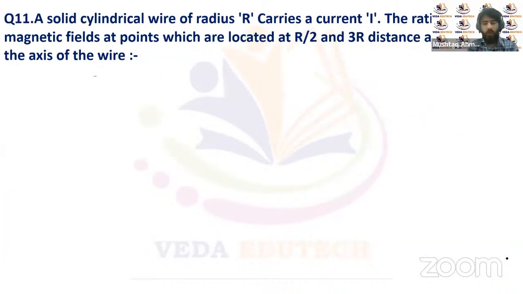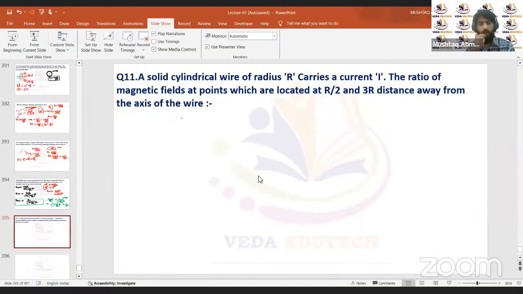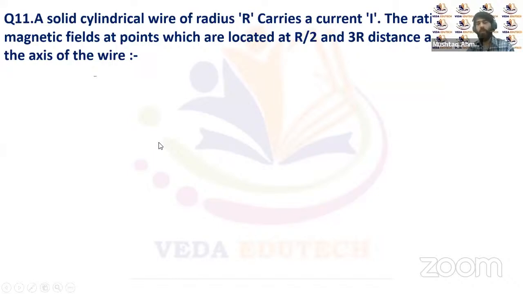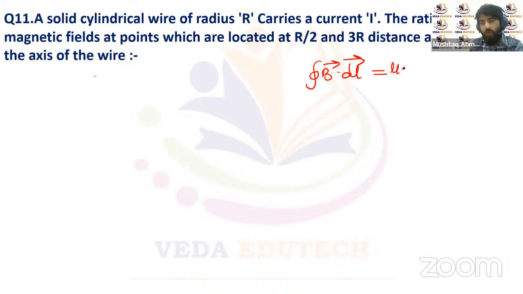Now let's move on to the next question. The question is about the magnetic field due to a solid cylinder. So we'll be explaining a bit about Ampere's circuital law here. Ampere's circuital law says that the closed line integral of the magnetic field, that's the integral of B dot dl, will always be equal to mu naught I enclosed. So this is how we use Ampere's circuital law to calculate the magnetic field due to different objects.